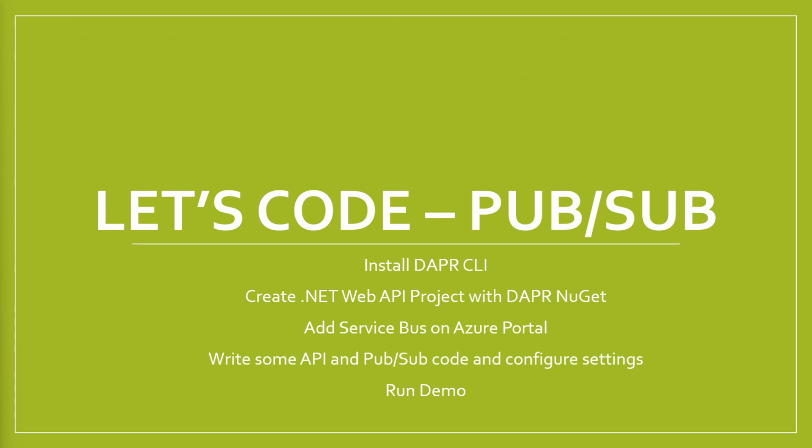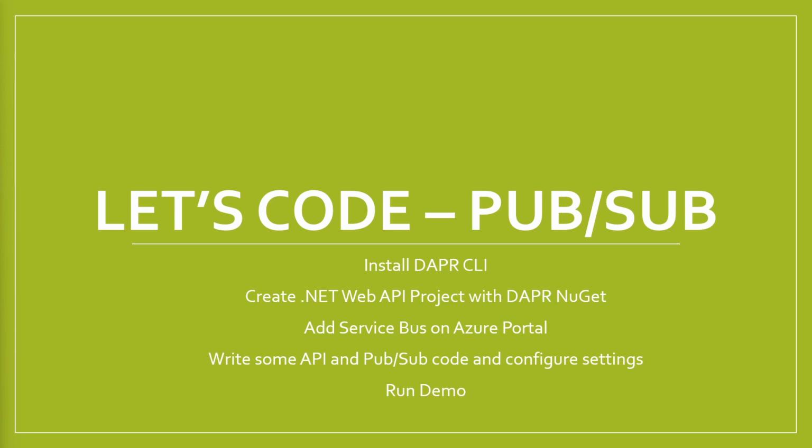And so right now, let's take a look at an example where we're going to get hands-on, get our hands dirty, to do a PubSub example with Dapr. And the first thing that we're going to do is we're going to install the Dapr CLI. Then we're going to create a .NET Web API project with the Dapr NuGet package installed.